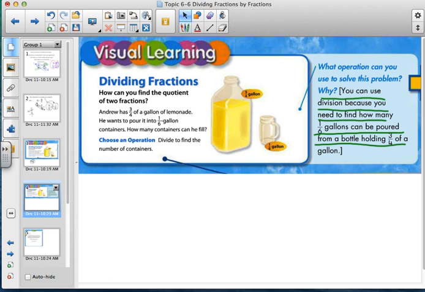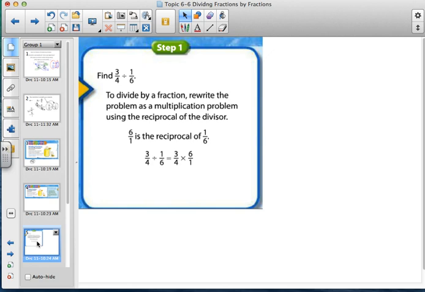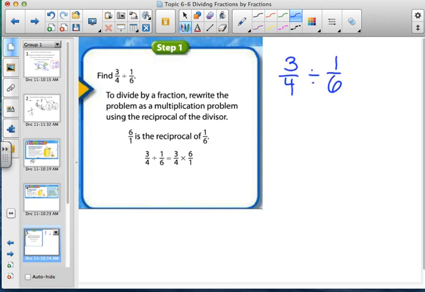So, again, on our board, we're going to set up our problem right here like this. 3/4 divided by 1/6. Now, some of you are looking at what the book example has right here. Okay? That is just another way of doing it. So right now, I would like you to watch how we do this. Okay? And you can do it as long as I do it.